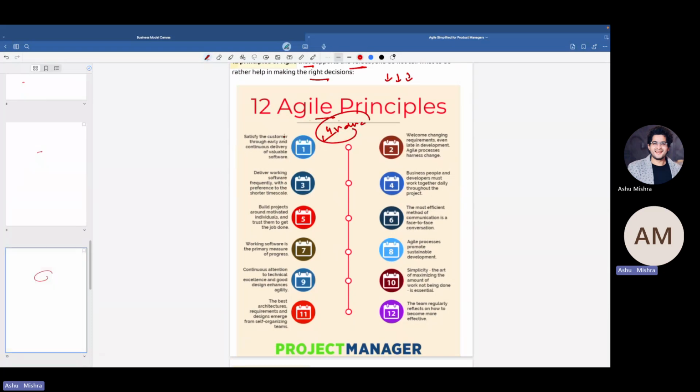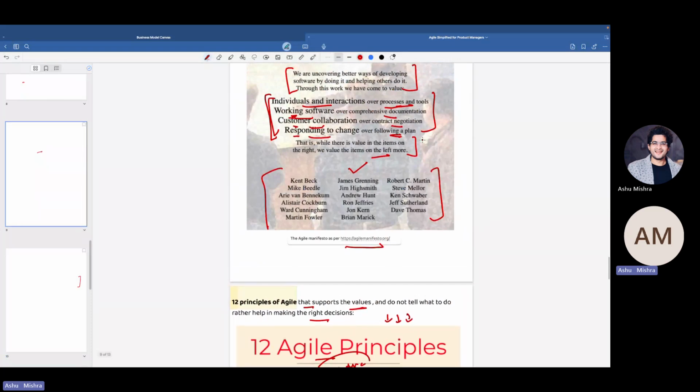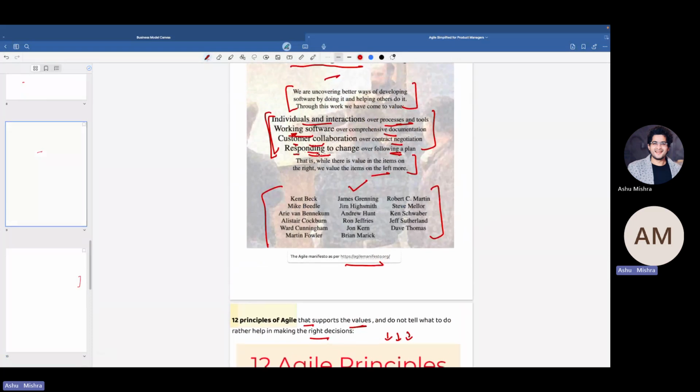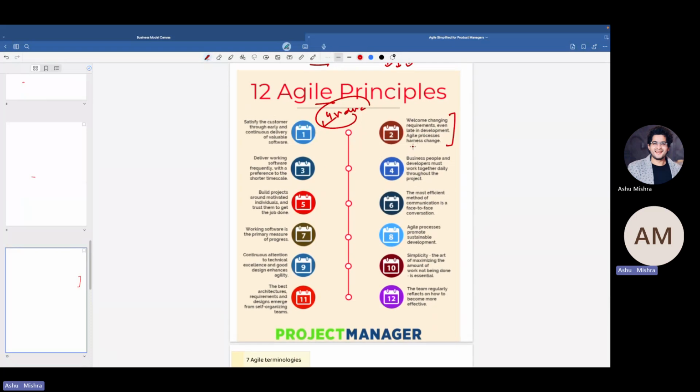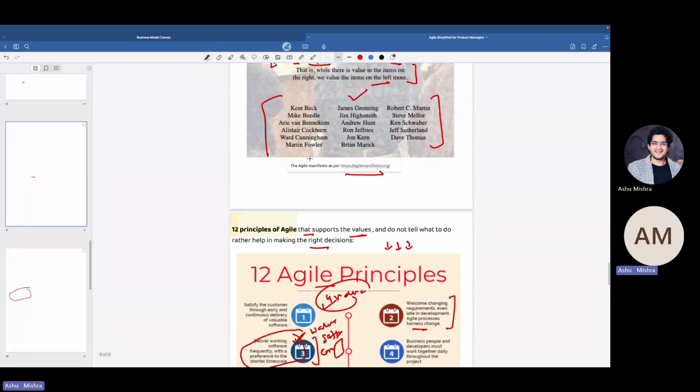First, satisfy the customer through early and continuous delivery of valuable software. Second, welcome changing requirements, which we read about as responding to change, the fourth value. Welcome changing requirements even late in development; agile processes harness change. Third is deliver working software frequently, with a preference for the shorter time scale. What does this say? Working software over comprehensive documentation. This was the principle, and this is the value that these philosophers talked about.